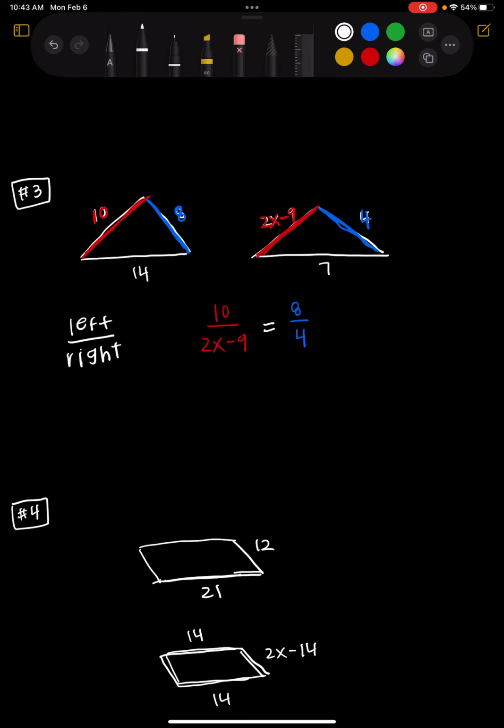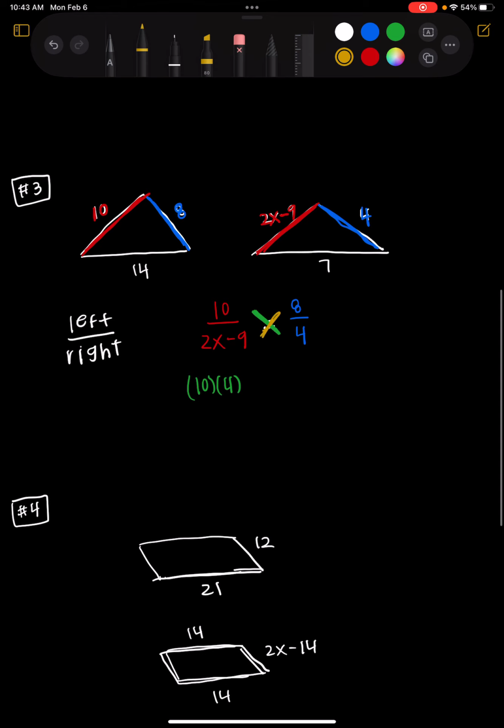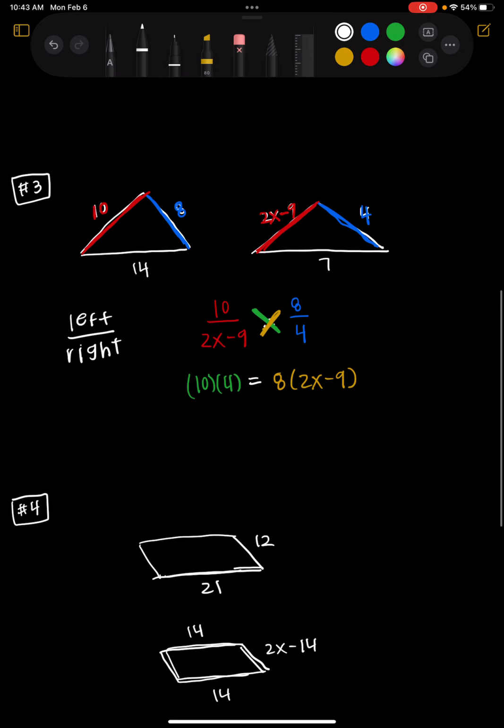And remember, we've decided that these shapes are similar, and so because they're similar, these fractions are equal to each other. And now we're going to go back to that last video. When we have two fractions that are set equal to each other, we can cross multiply and solve. So the first cross multiplication would be 10 times 4. And then the second would be 8 times 2x minus 9. You got to remember to put that 2x minus 9 in parentheses so that 8 can get to all of them. Once again, the fractions cancel out, so now we can just simplify and solve.